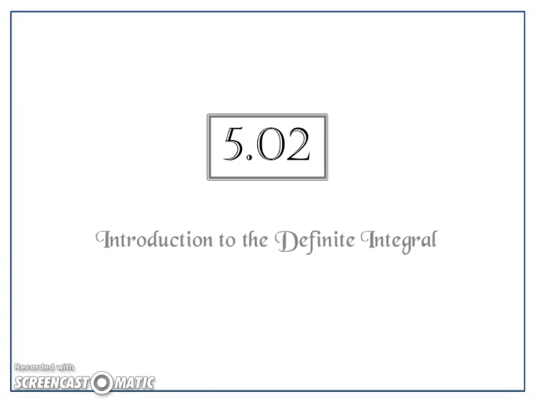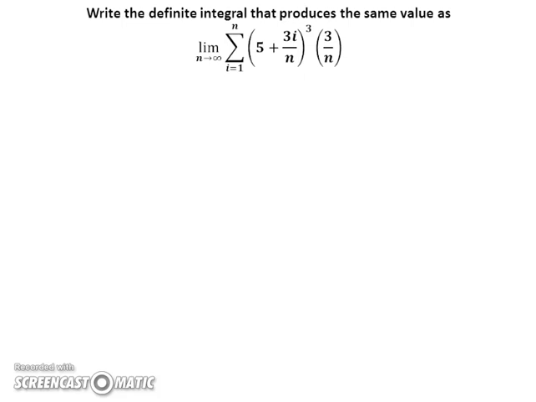In this video, we will do a bunch of examples of converting a Riemann sum to a definite integral. So let's start with the first one. Write the definite integral that produces the same value as this crazy looking thing. This is the limit as n approaches infinity of the summation from 1 to n of (5 + 3i/n) all cubed, times 3/n.